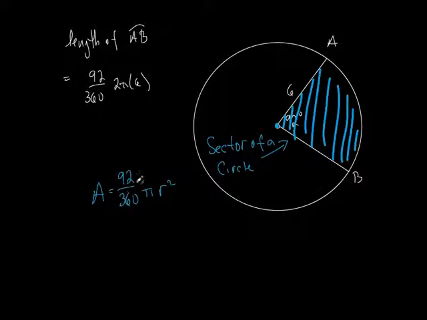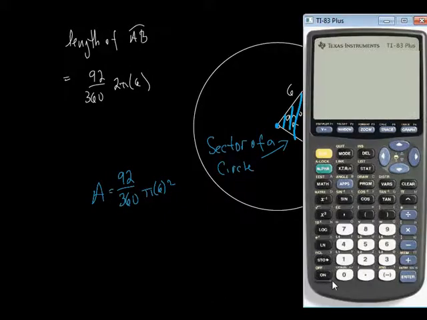92 degrees out of the total 360 degrees. We're not finding the whole circle. The whole circle would be 360 over 360, wouldn't it? We're only finding 92 out of the 360. And then you just plug the numbers in. In this case, r was what? 6? Now you just plug all that into your calculator. It's not that big of a deal, is it?